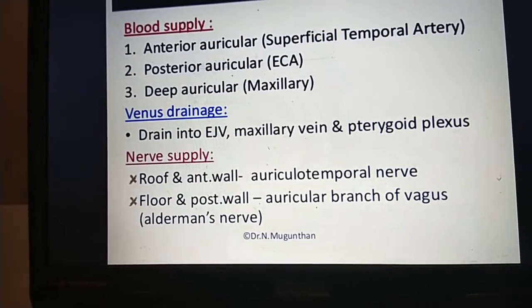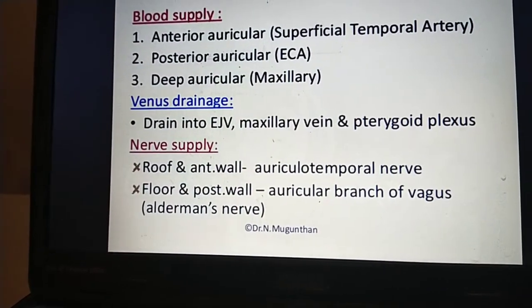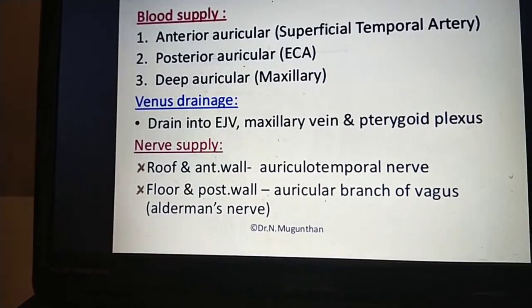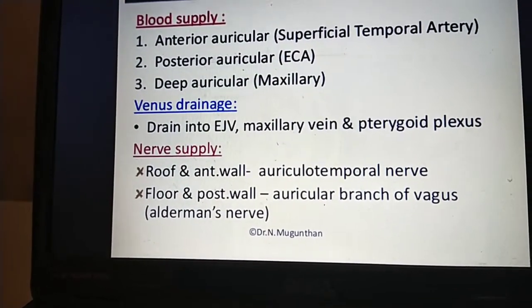Nerve supply to the external auditory canal: the roof and anterior wall by the auriculotemporal nerve, the floor and posterior wall by the auricular branch of the vagus nerve.